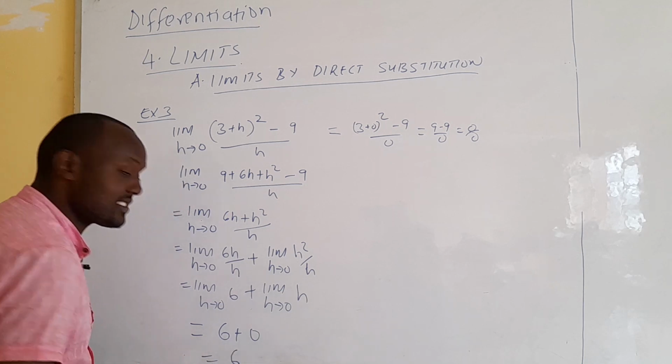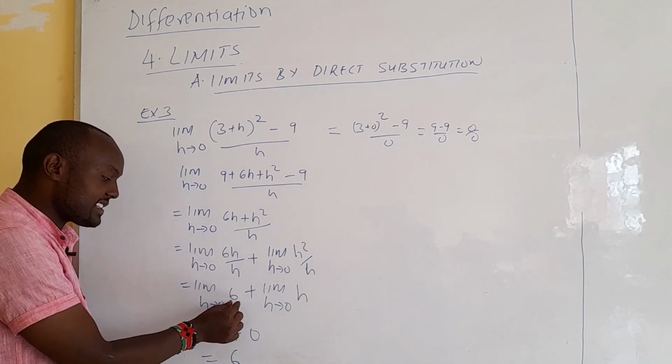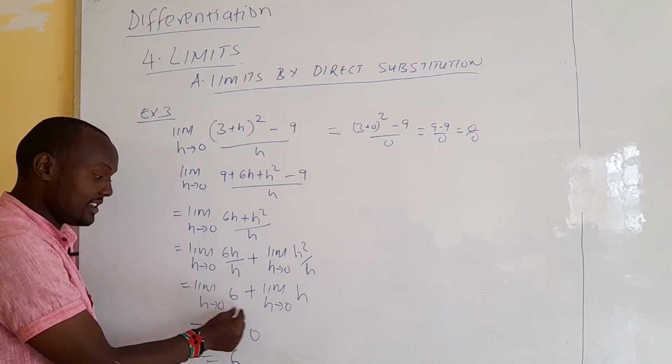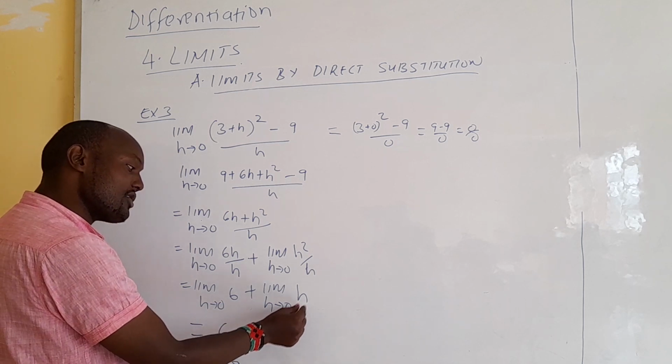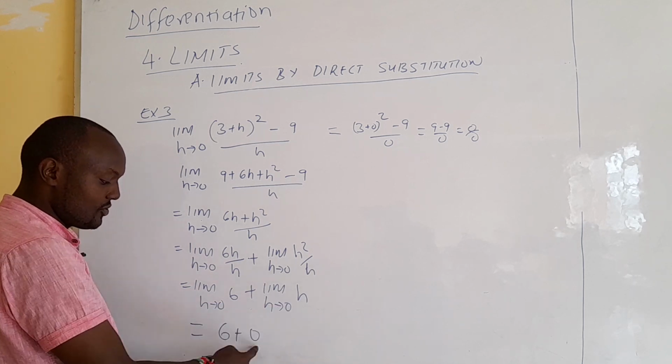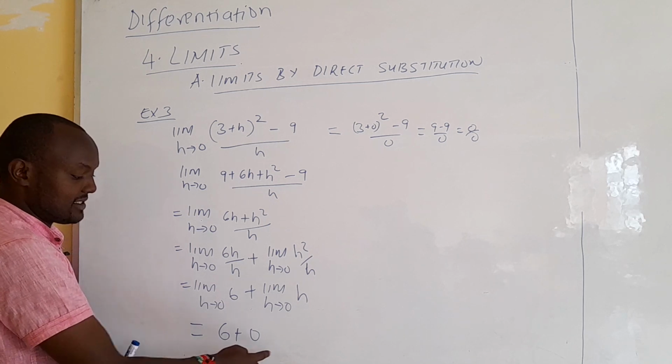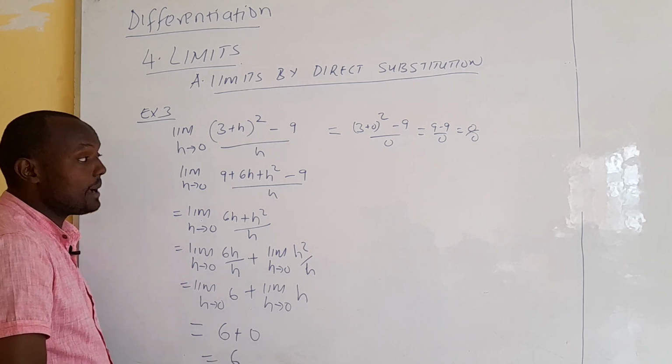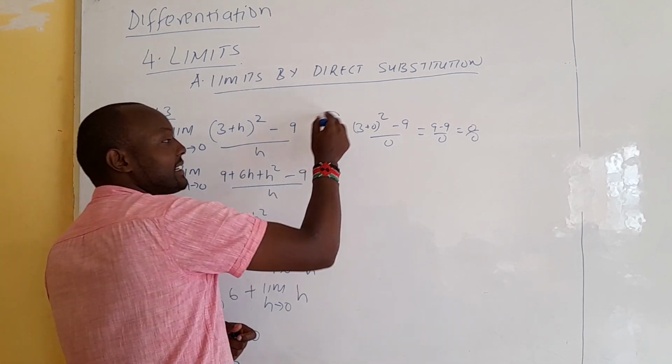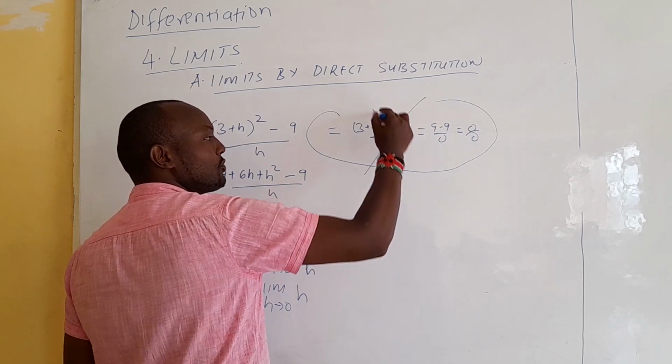So we'll be able to get 6, because we said limit as it approaches a constant, it is the constant. Limit as h approaches 0 of h, now you replace h with 0, you get 0. So you get 6 plus 0, which is 6. But if we solved this one directly the way it is, we could not get the answer.